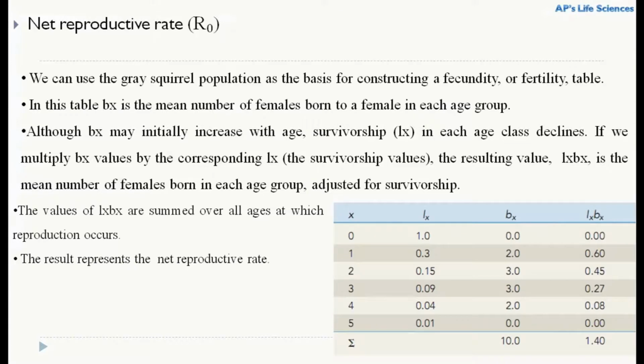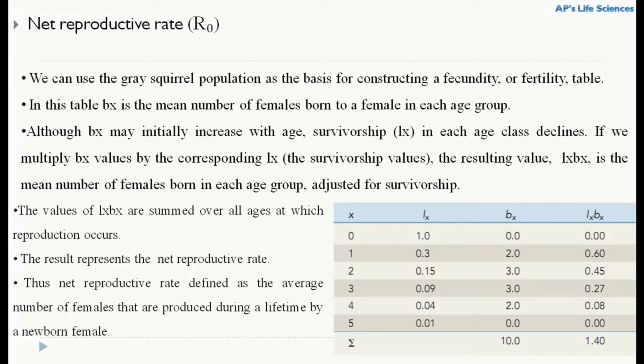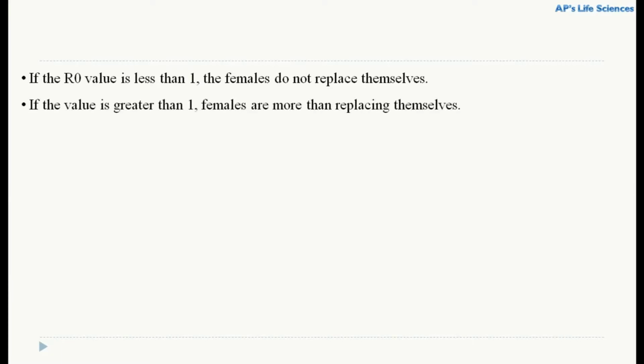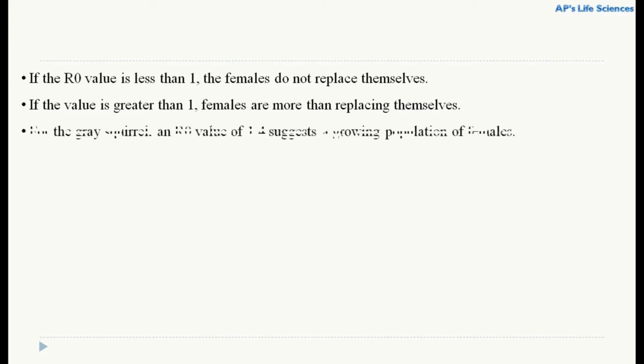The result represents the net reproductive rate, that is the summation of lx and bx, or lxbx, represents the net reproductive rate, which indicates the average number of females that are produced during a lifetime by a newborn female. If the net reproductive rate is less than 1, then it indicates females do not replace themselves in the population. If the value is greater than 1, females are more than replacing themselves.